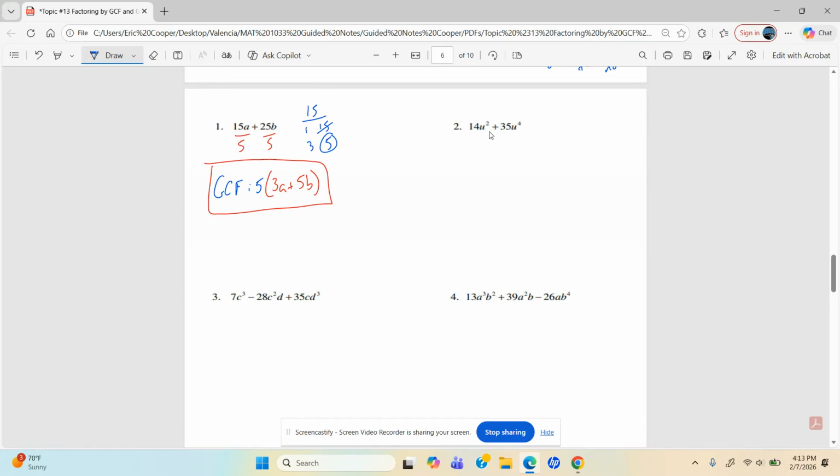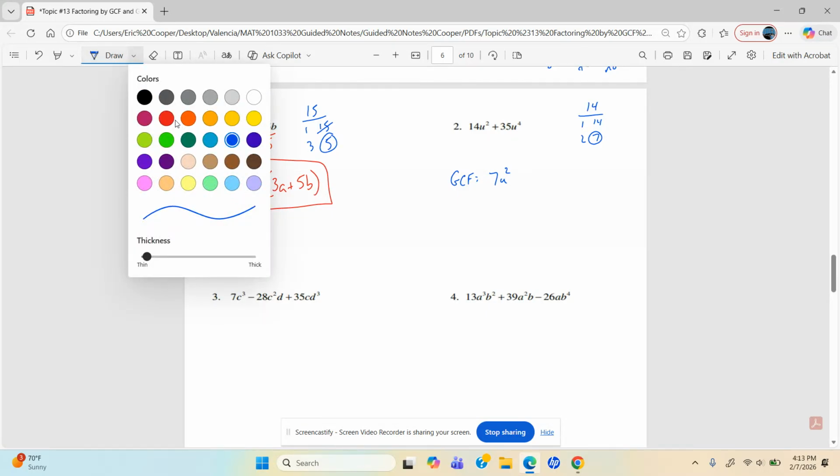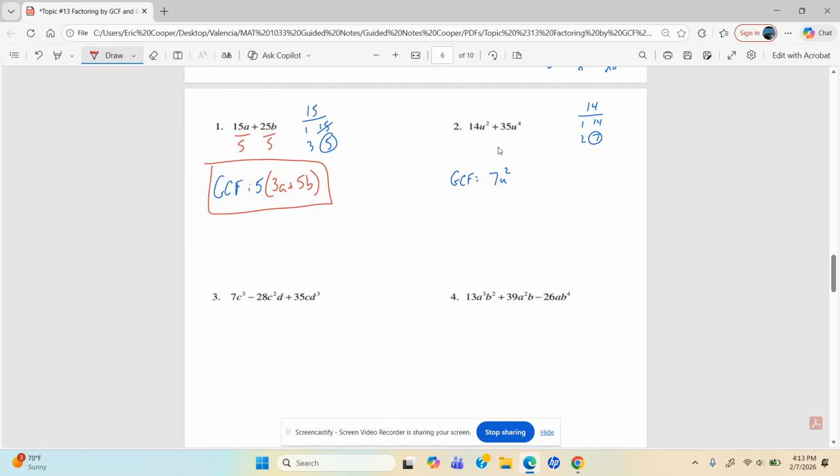Let's do the same for the next one. We've got 14 and 35. So we look at 14. That's 1 and 14, 2 and 7. 14 does not go into 35 evenly, but 7 does. So we can factor out a 7. And I have both of these terms having u's, so I have to pick out the smaller of the exponents. Well, that would be u2 here. So my GCF would be 7u2.